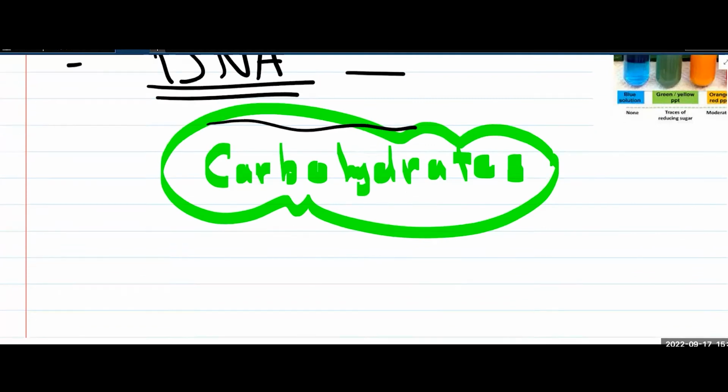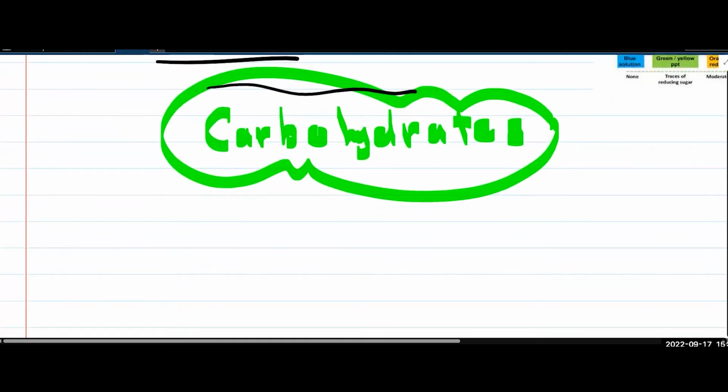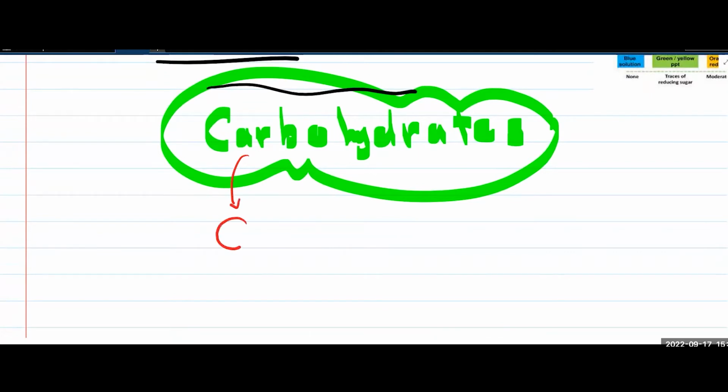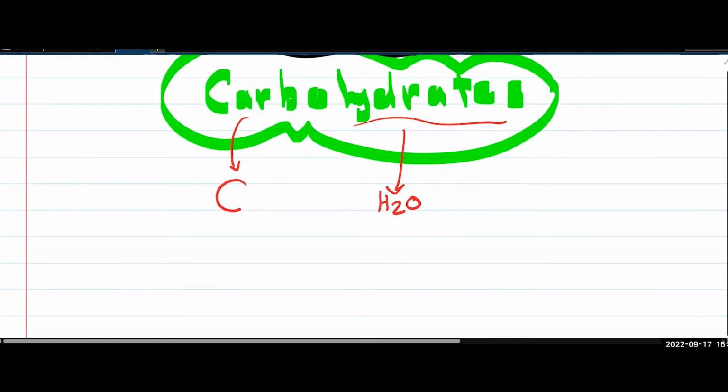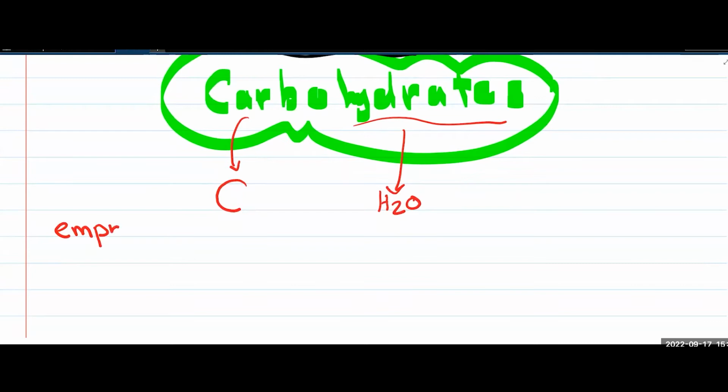For carbohydrates, from its name, carbo, it's related to carbon. The word hydrate is usually related to water. So why is it called carbohydrate? Because if I go to their empirical formula, do you know what an empirical formula is? Have you heard about it in chemistry, if you had it before? It is the simplest whole number ratio.